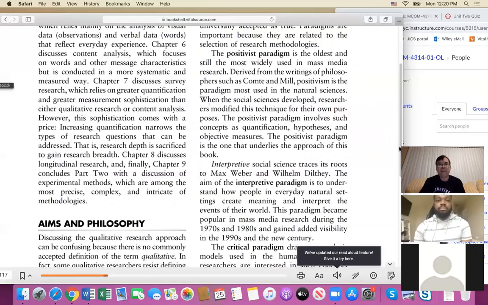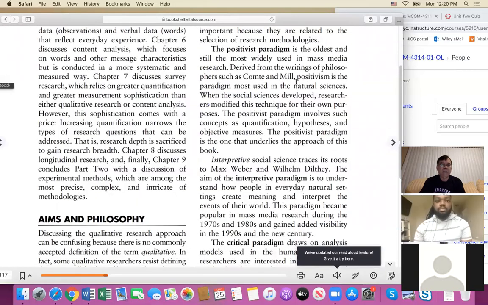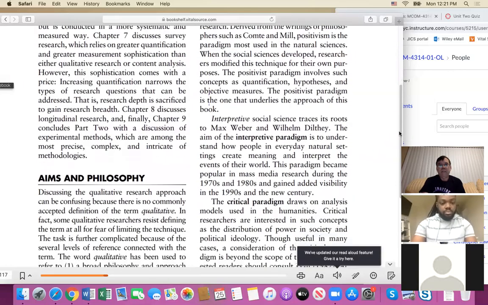Paradigm's important. The positivist paradigm, remember, when I'm talking about the paradigm, a paradigm is a philosophy. It's a way of thinking. It's your mentality. The positivist paradigm is the oldest and still the most widely used in mass media research. Basically, it supposes that we can make sense of the world. That's the positive aspect of it. We can figure things out.